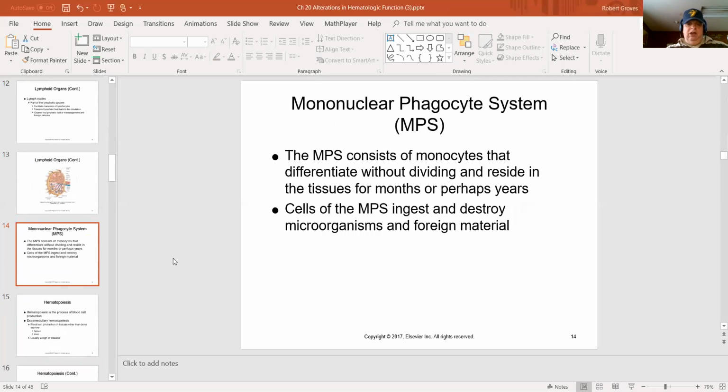The mononuclear phagocyte system, or MPS, consists of monocytes which reside in tissue, and in the tissue they destroy microorganisms and other debris.